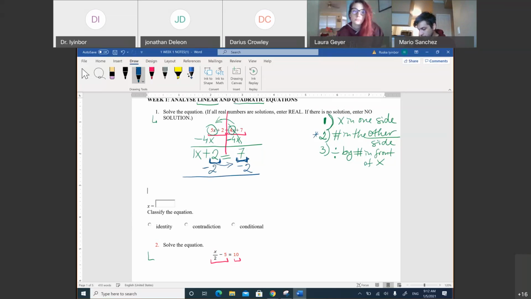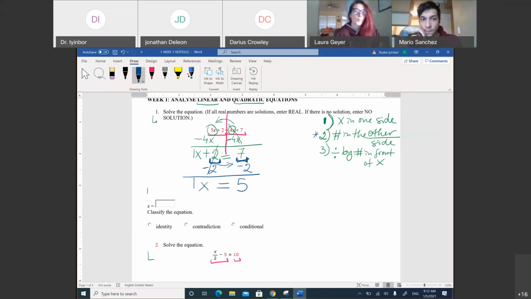Okay? And then you're going to combine. See, 2 minus 2 cancel. 2 minus 2 is 0. No more numbers there. And what is left? You have 1x equals 7 minus 2, which is 5.